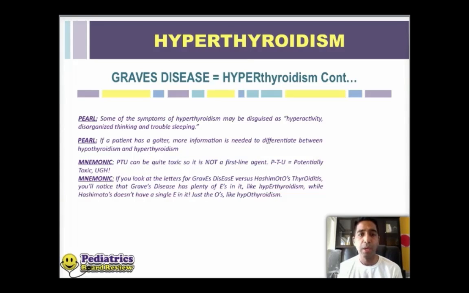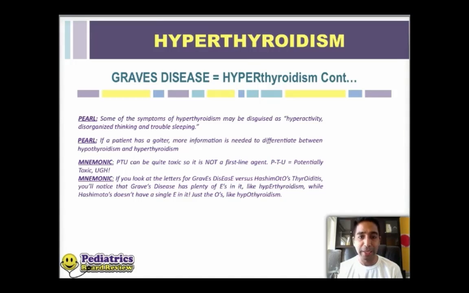Mnemonics. PTU can be quite toxic. That's why it's not a first-line agent in general. And the way to remember that is, PTU could stand for potentially toxic, ugh. Once again, that's PTU. That could stand for potentially toxic. Ugh. I hope that helps.